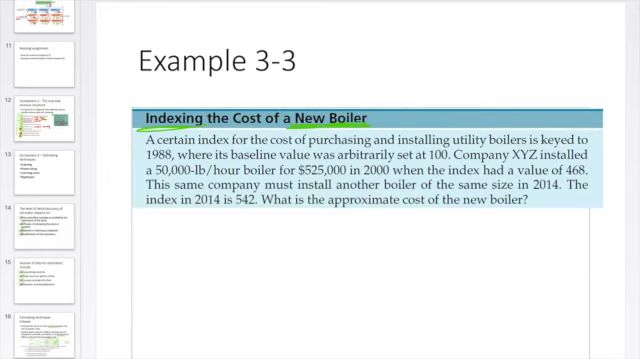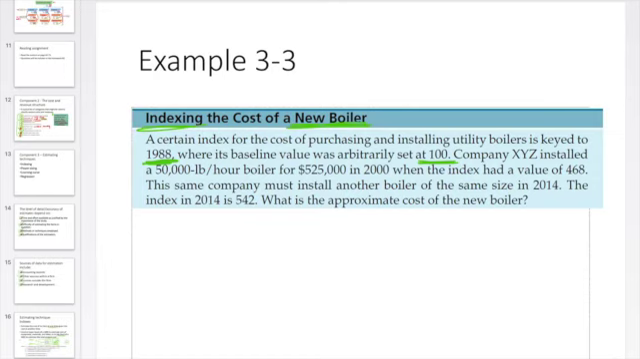A certain index for the cost of purchasing and installing a utility boiler is keyed to 1988. What does it mean to key it to 1988? Which means in 1988, the price is the baseline, is the base. So all the other years are compared with this baseline, okay? And for the baseline, we always set the index as 100, okay?